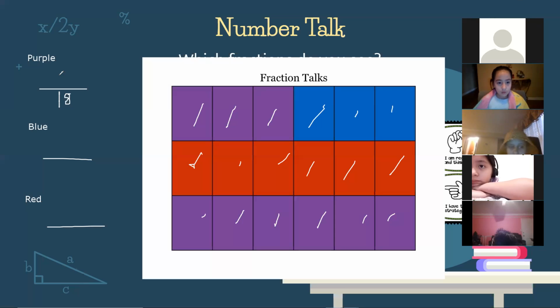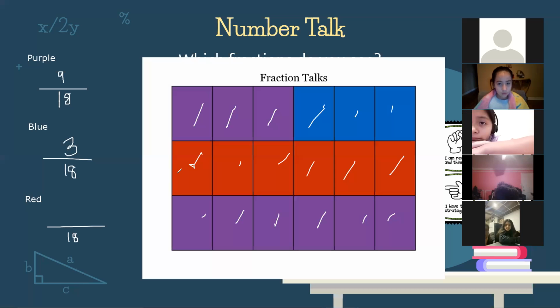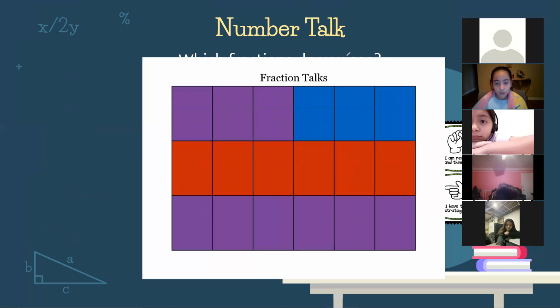9. Fabulous. Okay, so we know that the part that will be blue and red will also have a denominator of 18 because the number of boxes has not changed. How many parts are blue? 3. Thank you, Natalie. And how many parts are red? Guadalupe. 6. Fabulous. So we are going to be moving on to the next thing.